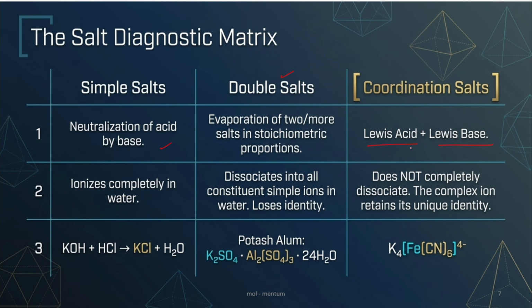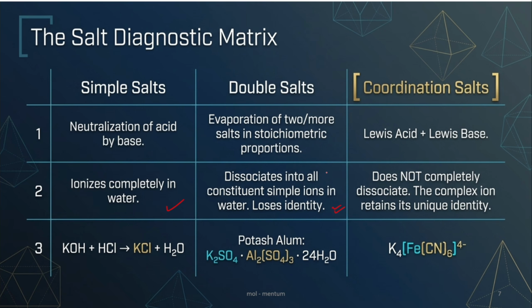It is a combination of Lewis acid and Lewis base. So what are Lewis acids? Lewis acids are electron pair acceptors, whereas Lewis bases are electron pair donors. So that is the difference. The central metal is the Lewis acid, and the ligands which donate electrons are Lewis bases. Simple salts ionize completely, whereas double salts dissociate into their constituents and lose their identity.